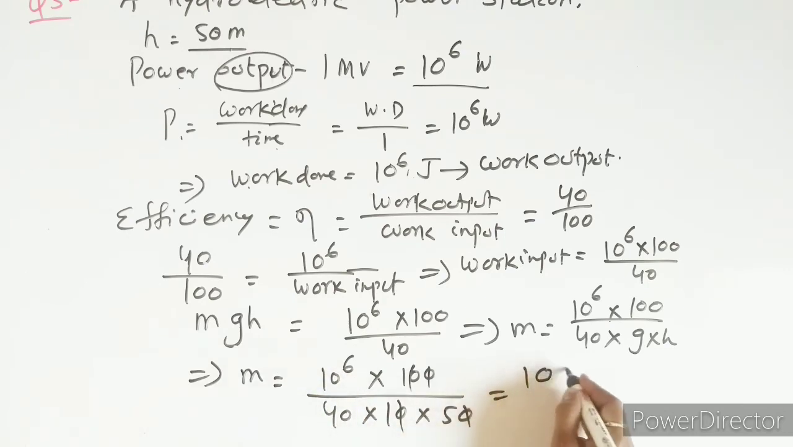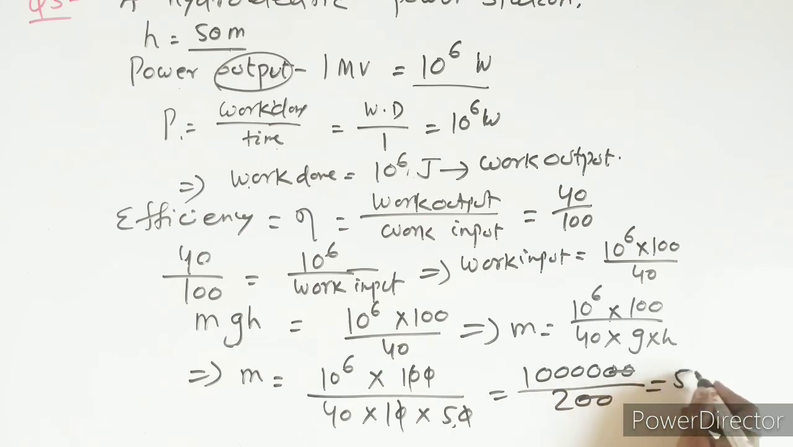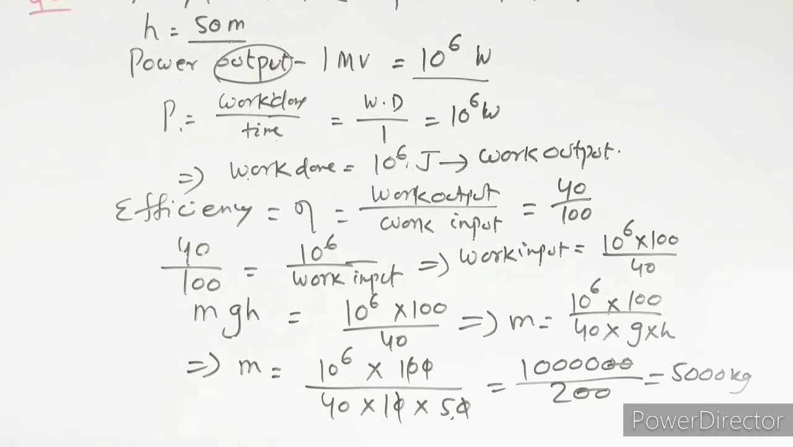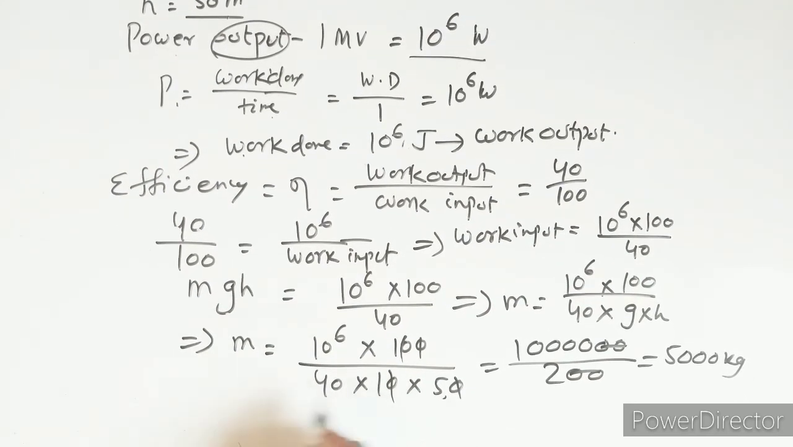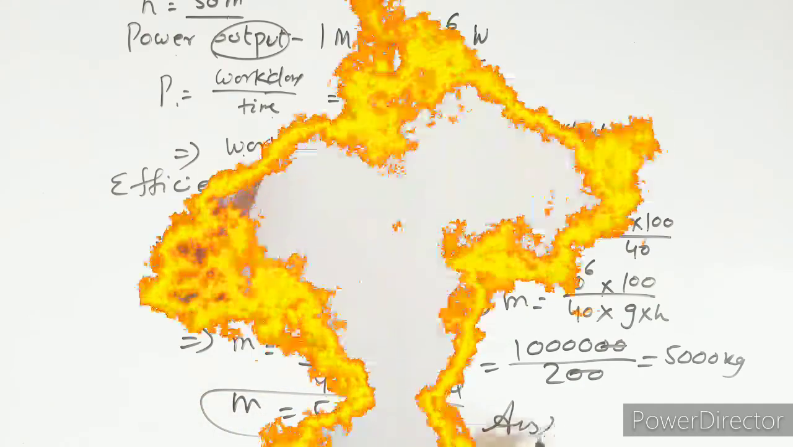Here it comes 10 to the power 6 divided by this one equal to 200. So how much is it? This one becomes 5000 kg. So what is the mass of water? Mass of water equal to m equal to 5000 kg. This one will be the answer.